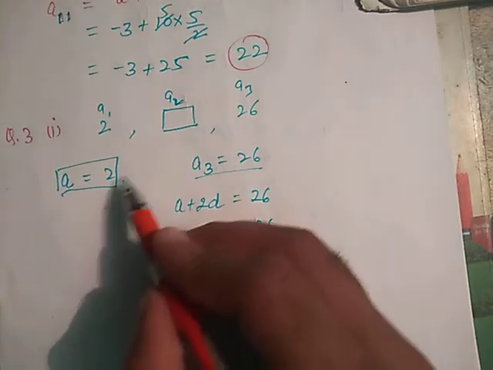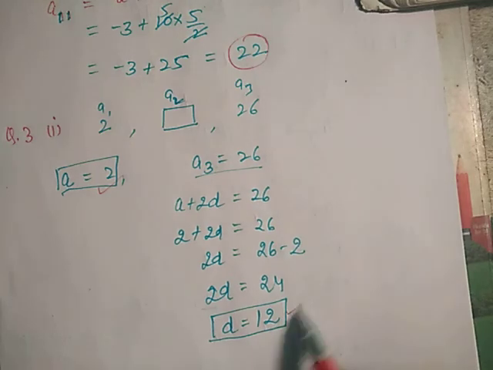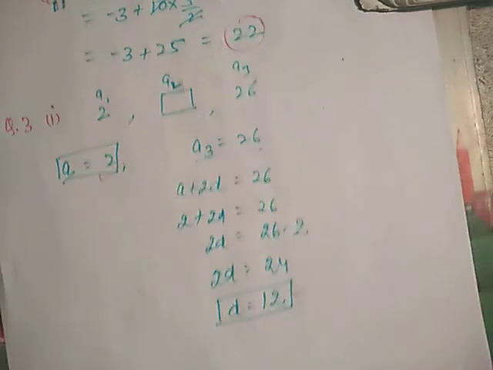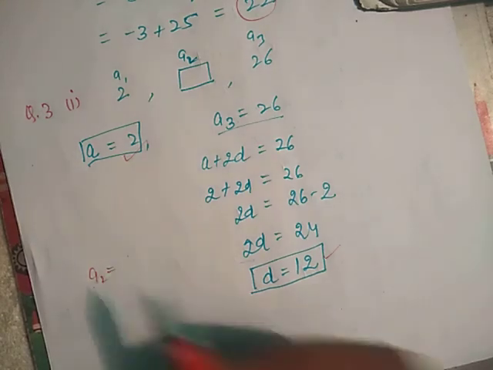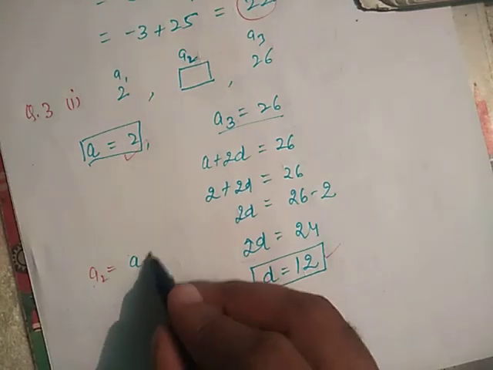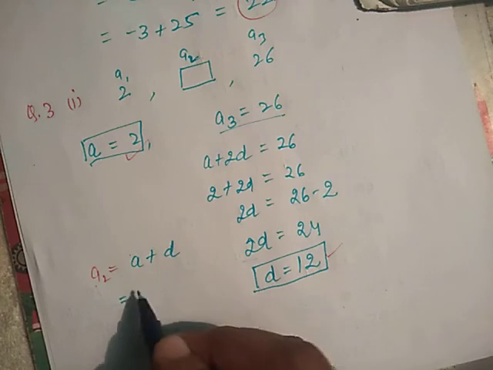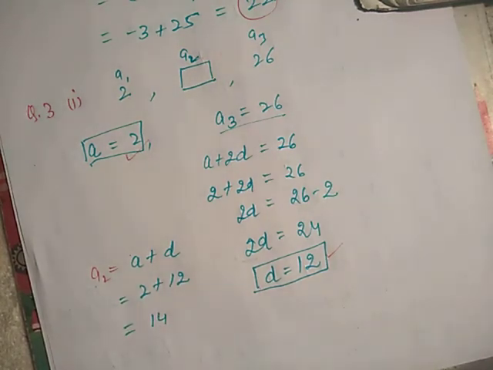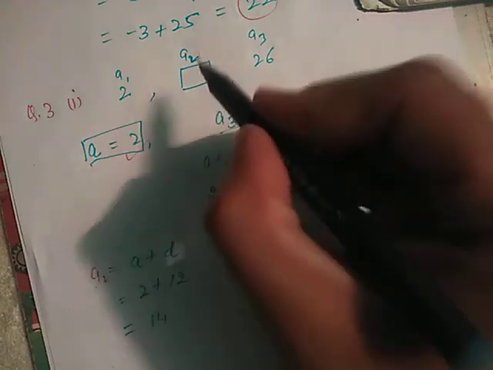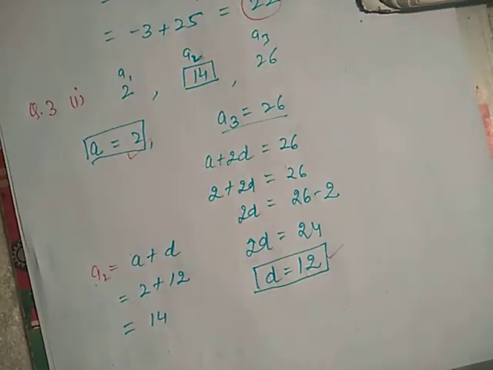Now you have the value of A and you got the value of D. Now you can easily find the missing term. Now A2 will be equal to A plus D. What is A? 2 plus what is D? 12. So you will get here 14. Right? So you got the missing term. Similarly, you have to do the other remaining parts by yourself.